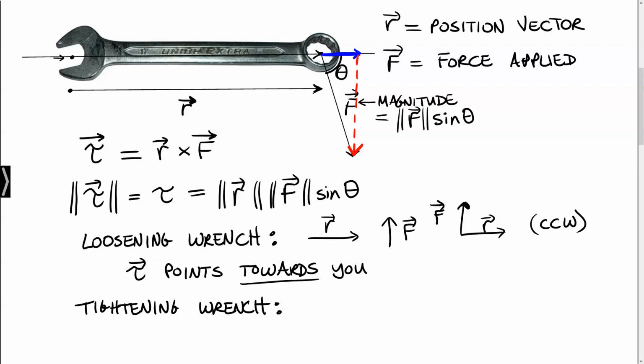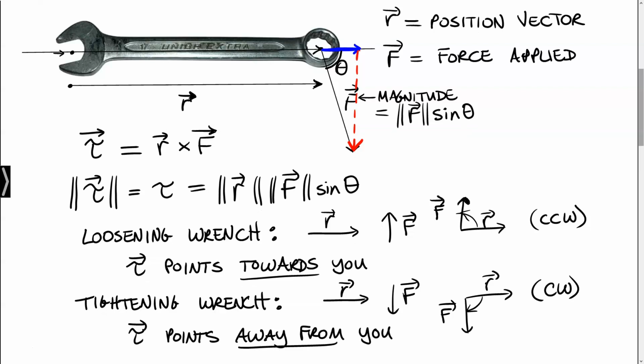Righty-tighty, right? So now we've got the position vector. Now we're going to be tightening it by going this way. So just the opposite. So we've got R, but now the force is getting applied downward. In other words, instead of counterclockwise, we're going clockwise, which means that the torque vector should be pointing away from you. So it should be pointing out of the page away from you. Okay, so that is the torque vector.